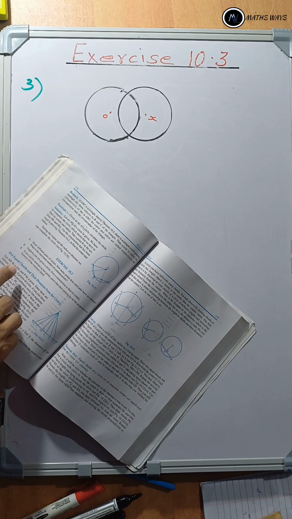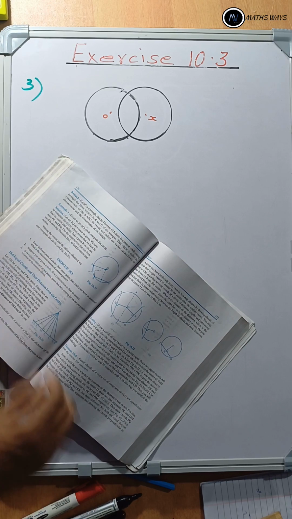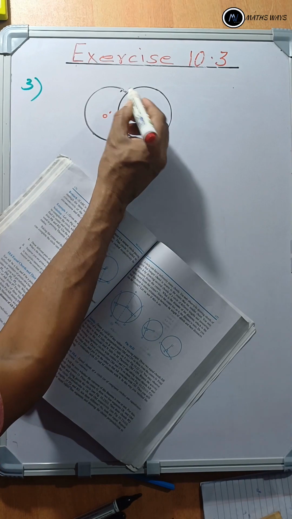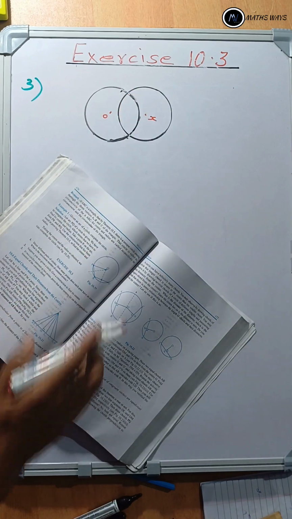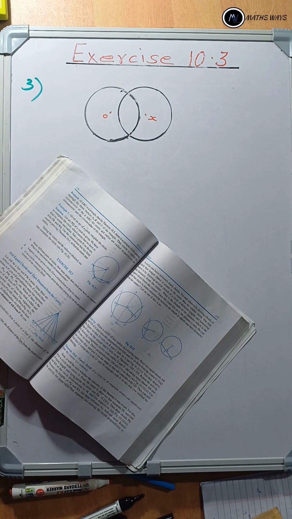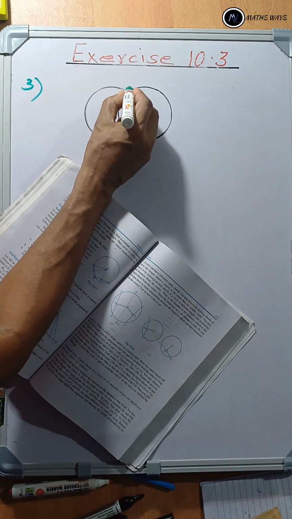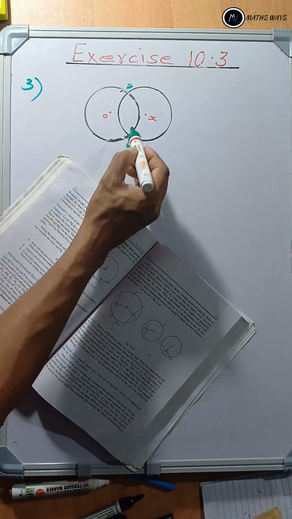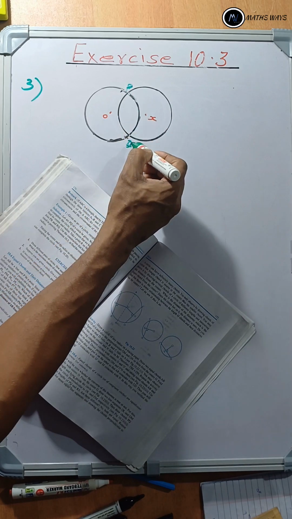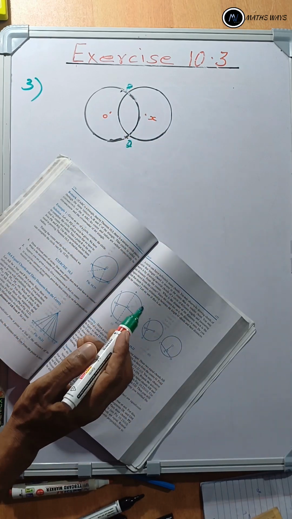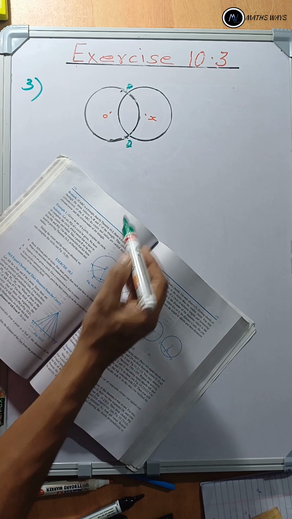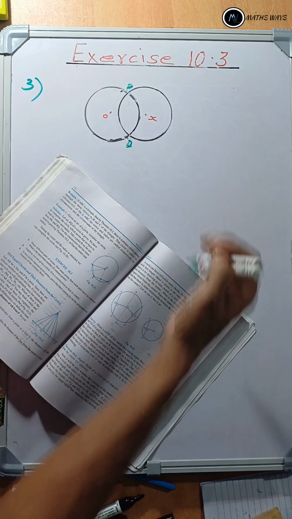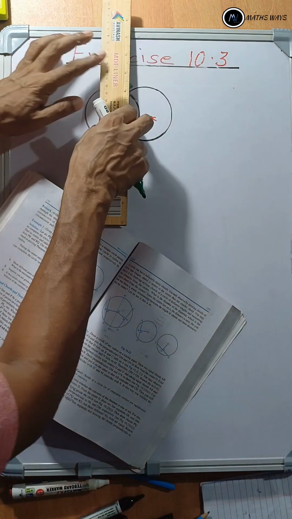In this question, two circles intersect at 2 points. Suppose this circle intersects at these 2 points. Let us mark these 2 points: one is P, the other is Q. These two circles intersect at 2 points P and Q. Here we have to prove that when they intersect here, it is a common chord. If we join this, that is a common chord.